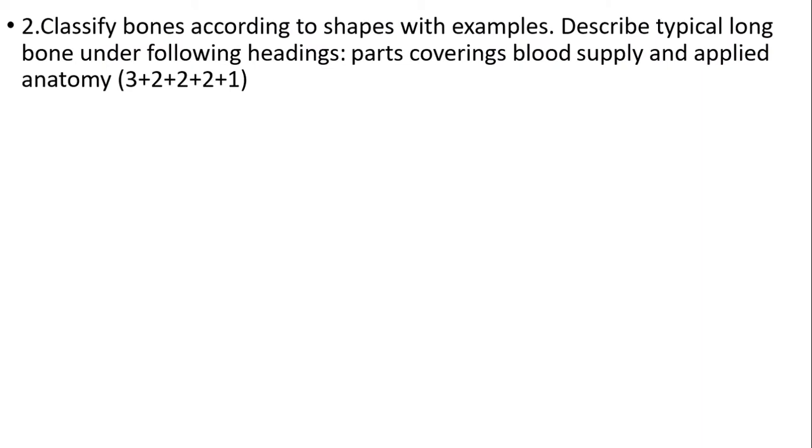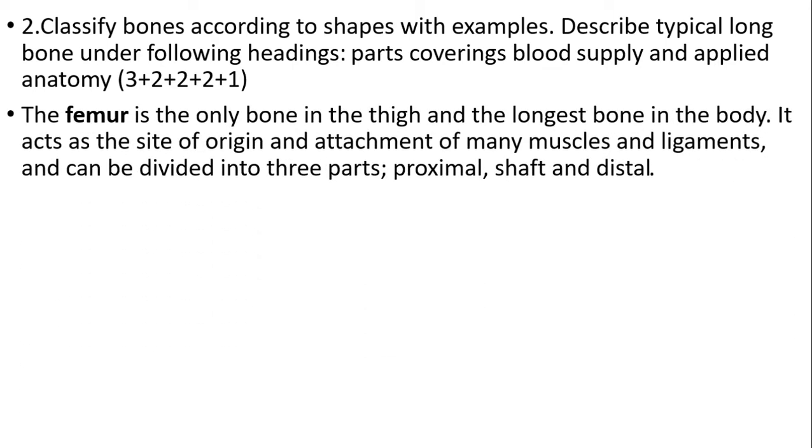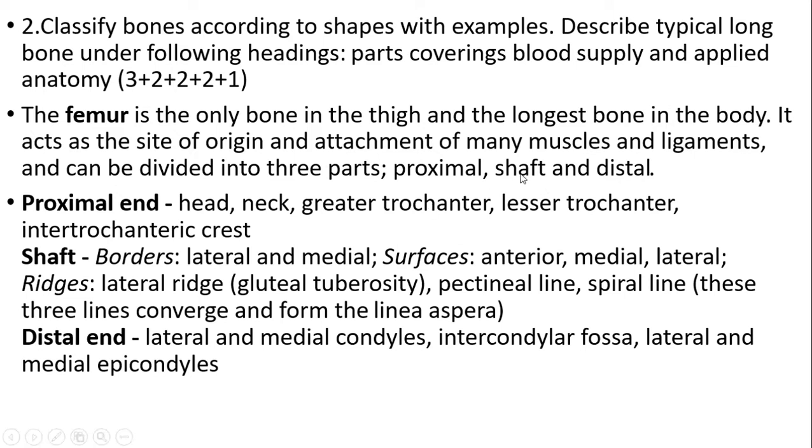Second is: classify bones according to the shapes with examples. Describe a typical long bone under the following headings: parts, coverings, blood supply and applied anatomy. The femur is the only bone in the thigh and is the longest bone in the body. It acts as a site of origin and attachment for many muscles and ligaments. It can be divided into three parts: proximal, shaft, and distal. The proximal end has the head, neck, greater trochanter, lesser trochanter, and intertrochanteric crest.